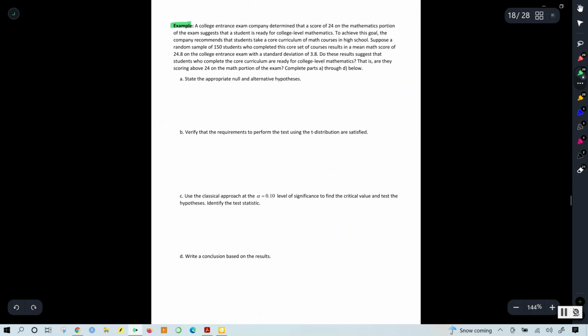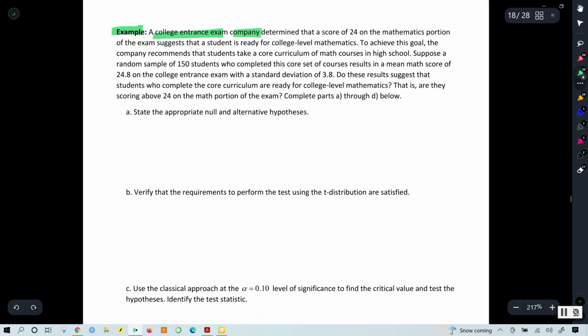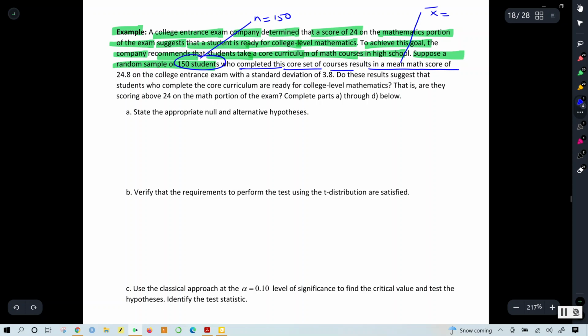For the next example, we are told that a college entrance exam company determined that a score of 24 on the mathematics portion of the exam suggests that a student is ready for college level mathematics. To achieve this goal, the company recommends that students take a core curriculum of math courses in high school. Suppose a random sample of n equals 150 students who completed this core set of courses results in a sample mean math score of 24.8 with a sample standard deviation S of 3.8.